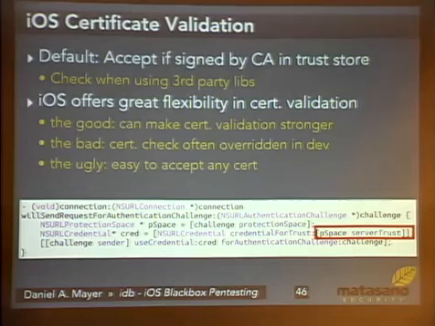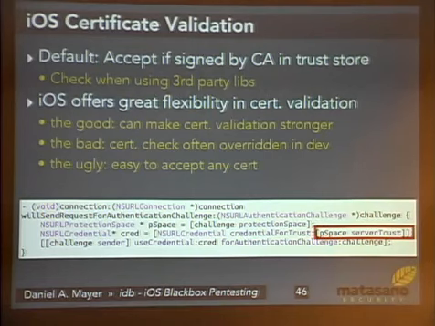The good thing is that iOS does a good job in doing this by default. By default, any connection which you make with the core framework functions actually checks that the CA is valid and that it's one it trusts. But it also offers you great flexibility in validation. The good thing is that can make it stronger for you. The bad thing is that oftentimes it's overridden for development purposes, because you have self-signed certificates which are not signed by a valid CA.